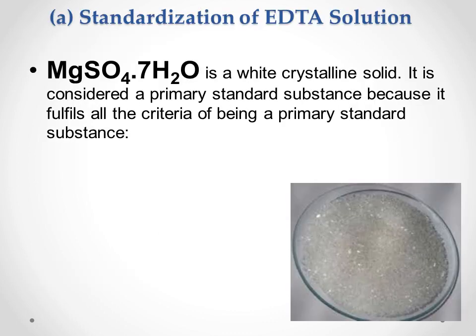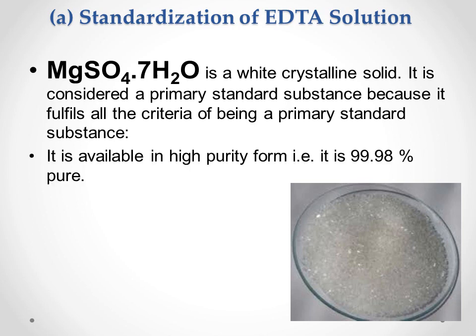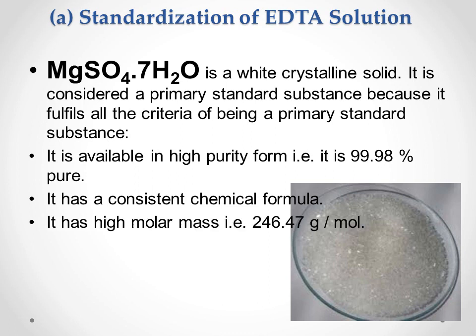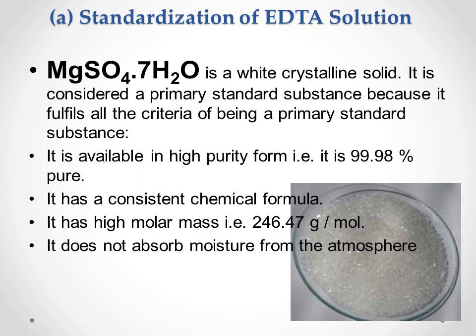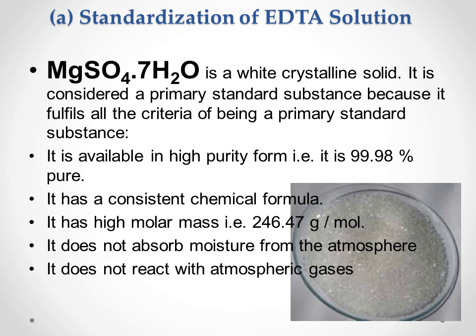Standardization of EDTA solution is carried out with magnesium sulfate heptahydrate, which is a white crystalline solid. It is considered a primary standard substance because it fulfills all the criteria of being a primary standard substance. It is available in a high purity form, that is 99.98%. It has a consistent chemical formula. It has a high molar mass, 246.47 gram per mole. It does not absorb moisture from the atmosphere, that is, it is not hygroscopic in nature.